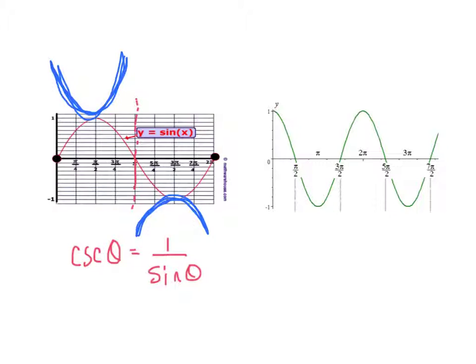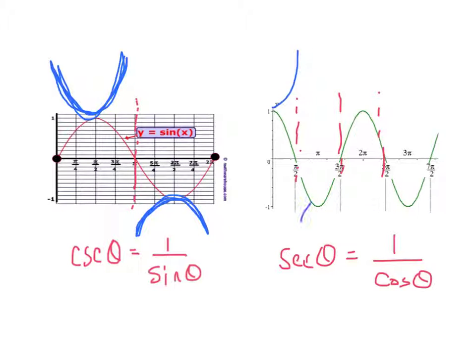Of course, cosine works the same way. In its reciprocal function, secant is equal to 1 over cosine, and of course it will have asymptotes every time that cosine is 0, and its graph will do things like this.